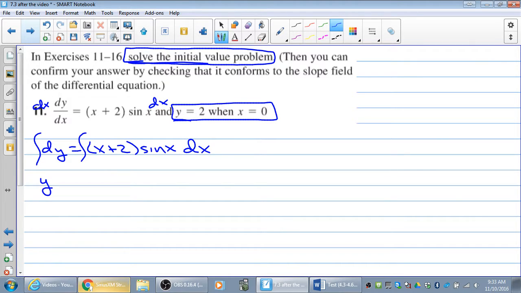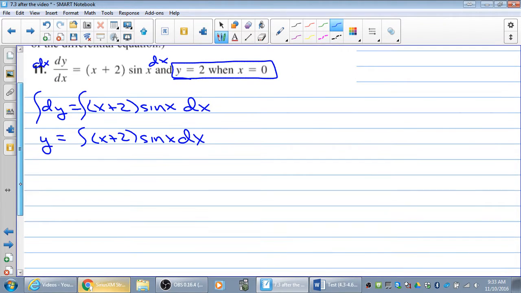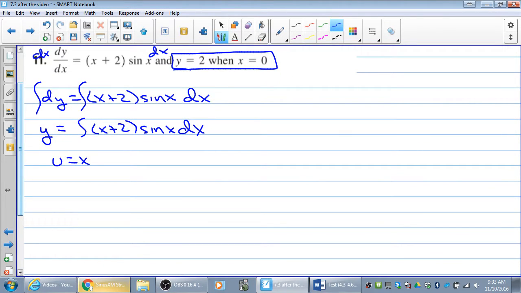Left side is y, and then we have the integral of x plus 2 sine of x dx. Now we can let u equal the polynomial. u is equal to x plus 2. This is not natural log. There's no natural log to mess everything up. So dv is sine of x dx. We've taken care of everything: the x plus 2, the sine x dx. Everyone's accounted for, and now we do the process. So du is dx, or 1 dx, right? The derivative of x is 1. v is negative cosine of x.